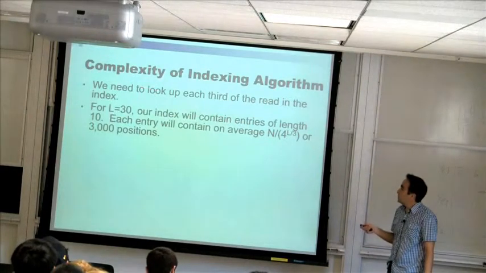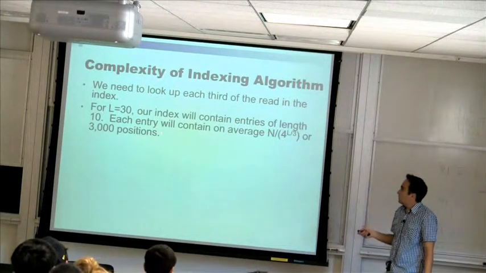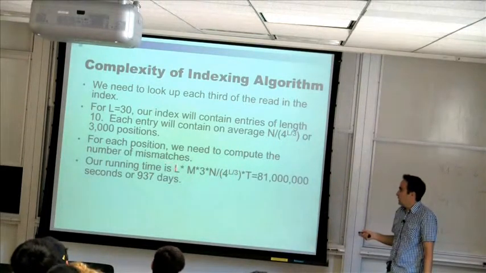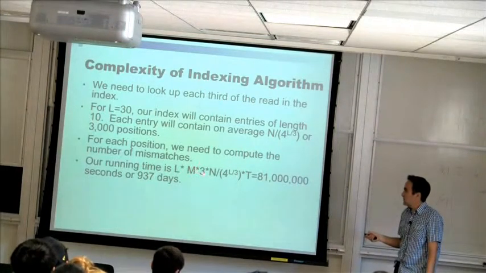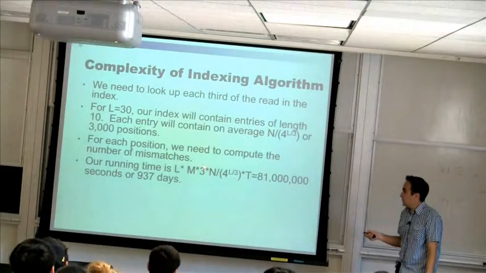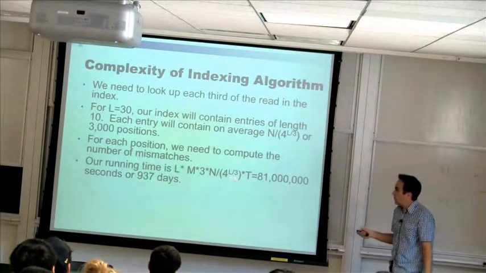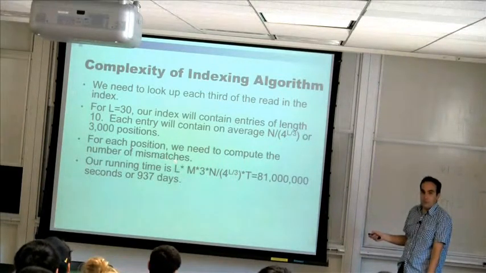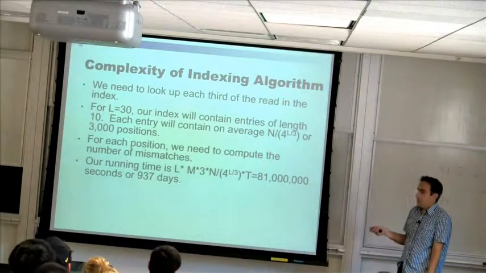So we look up each third. Our index contains entries of length 10. Each entry contains on average 3,000 positions. For each position, we need to compute the number of mismatches. So the running time is going to be L, the size of the read, times M, the number of reads. And then for each read, it's going to be 3, because we have to do this for every third, times N over 4 to the L over 3, which is basically 3,000, times T. So it's going to be like 81 million seconds, which is 397 days.